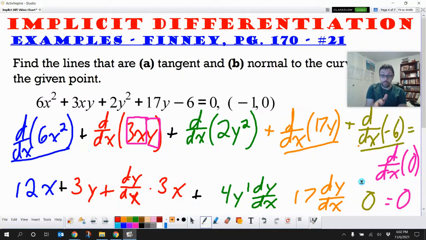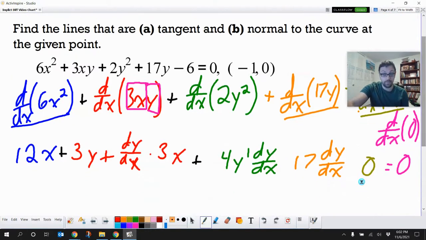Okay, now we want to find the line when we're at that point, negative 1, 0. Before, we always just had y and x, and we kept plugging in the x value. But look, I've got x's and y's now. So it's a good thing they gave me that full point, because I'm going to put both of those in. I could do some algebra to clean this up, but I don't really care to solve it. I just want to figure out what dy over dx is.